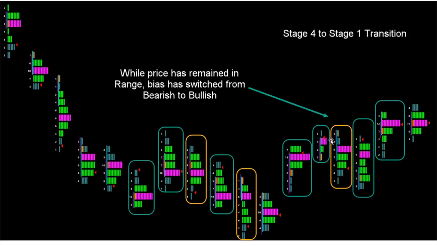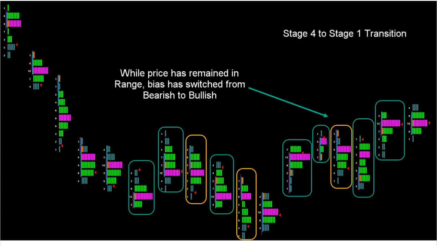So this profile has opened above the value area of the previous profile and closed below it. So this is a bearish profile. Next day we open below the value area of the previous profile and close well above it. It's a very bullish profile. Same goes with this profile. We have opened above the value area of the previous profile and closed well above it. This becomes a neutral profile.